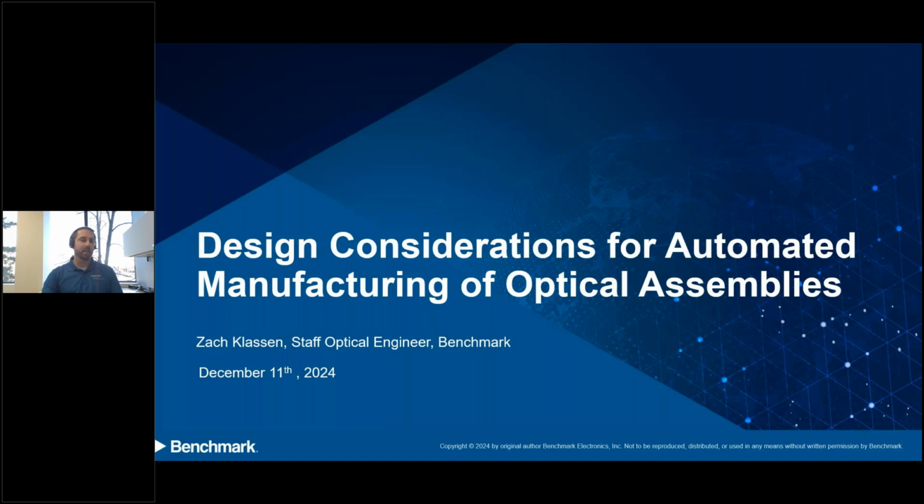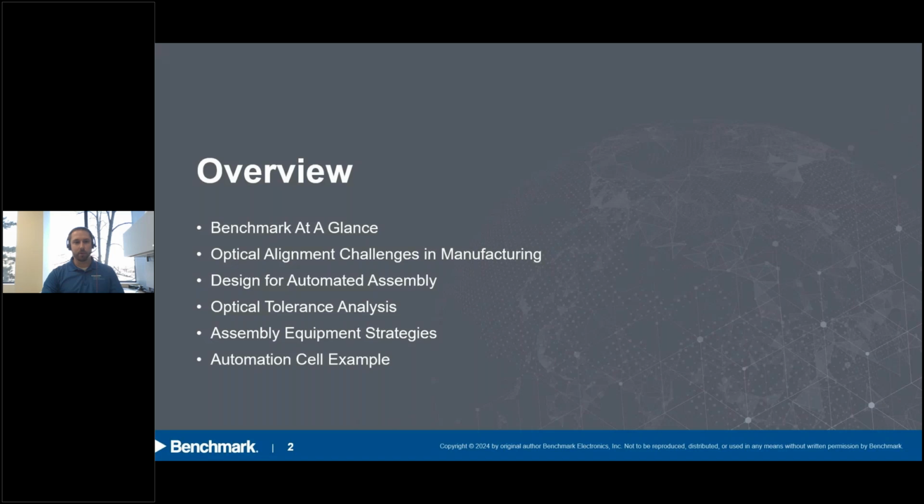Just a quick overview here. We'll talk at a high level of who Benchmark is. Then we'll go into optical alignment challenges that you might have in manufacturing, discuss design for automated assembly, and then talk about optical tolerance analysis and how it can be beneficial and how it can help with the development of your system. Then we'll go into some of the assembly equipment strategies and things to think about as you're building your piece of equipment. And then we'll talk about an automation cell example that we have here at Benchmark.